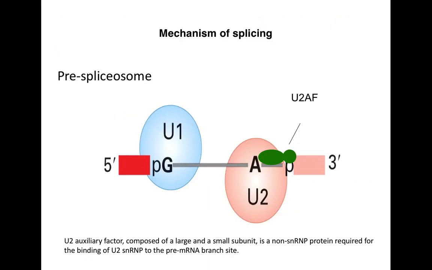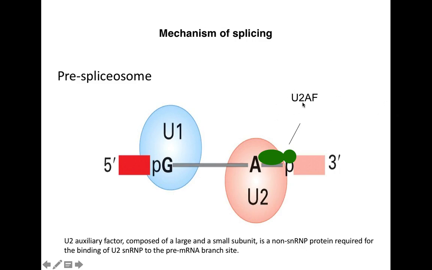Let's look at the mechanism of splicing. So the pre-spliceosome, as discussed previously, is composed of this. We have this pre-mRNA molecule. This is exon 1 and this is exon 2, and in the middle we have the intron. And on the intron, this is the 5' end of the intron, and this is the 3' end of the intron. So at the 5' end, U1 is bound, and at the 3' end and the branch point, U2 is bound.